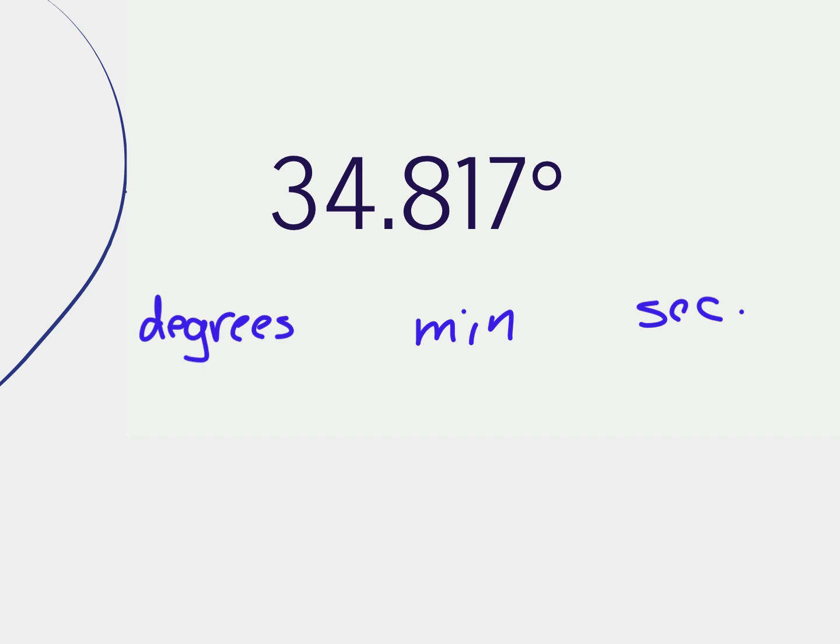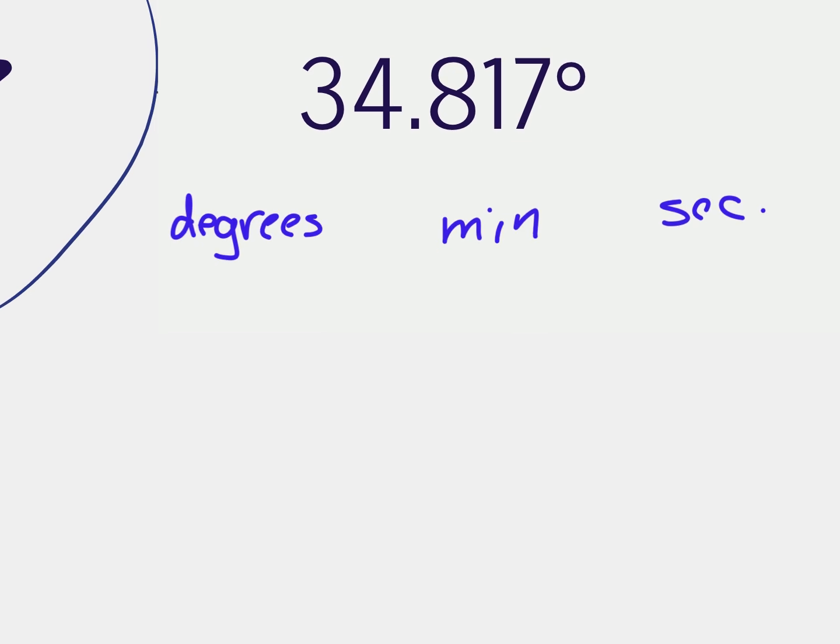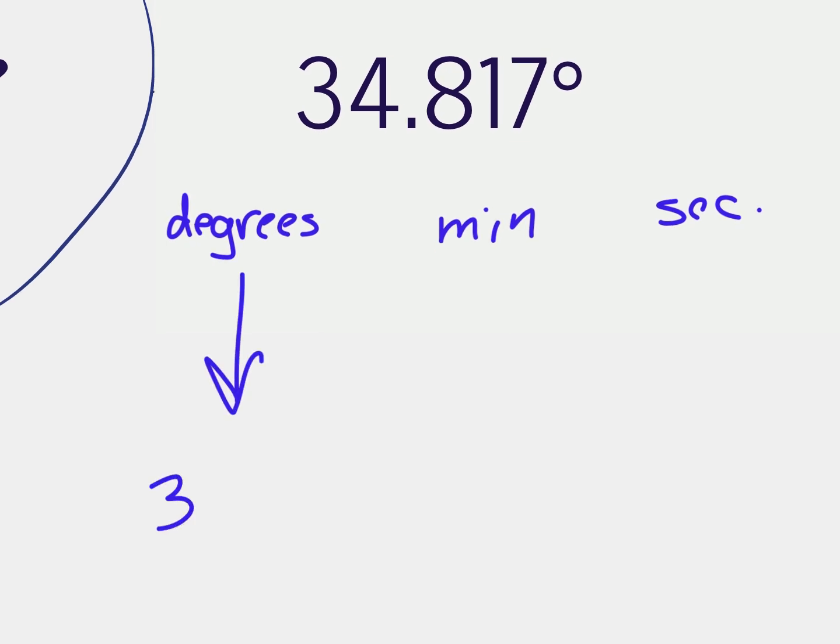The degree part's easy. You take the whole number. We're always going to be looking at the whole number. So what's the whole number? 34. So I'm just going to write 34 right here. 34 degrees. Now, how do we find the minutes? Here's how we find the minutes. You're going to take the decimal portion, which is what? Okay, so you're going to take 0.817, and you're going to multiply it by what number?